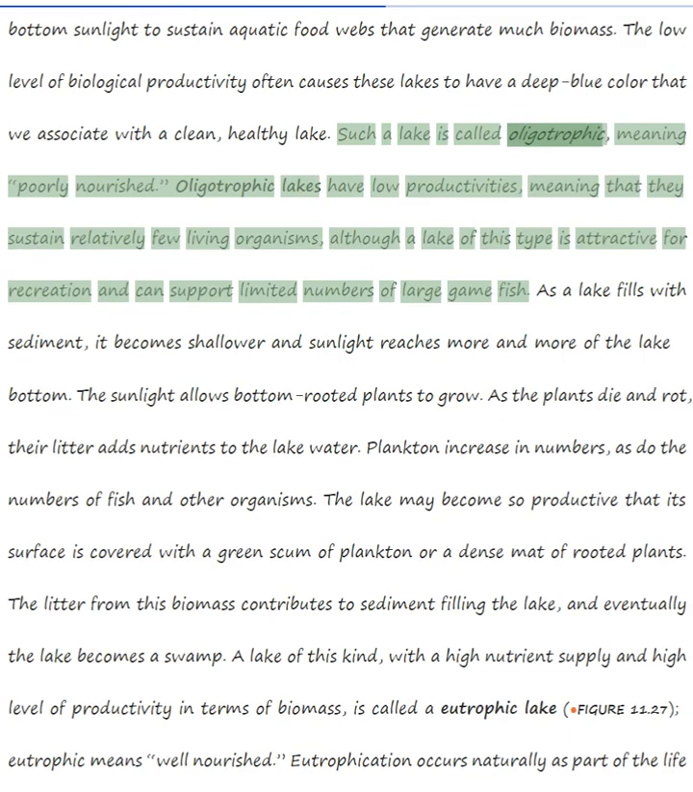Such a lake is called oligotrophic, meaning poorly nourished. Oligotrophic lakes have low productivities, meaning that they sustain relatively few living organisms, although a lake of this type is attractive for recreation and can support limited numbers of large game fish.